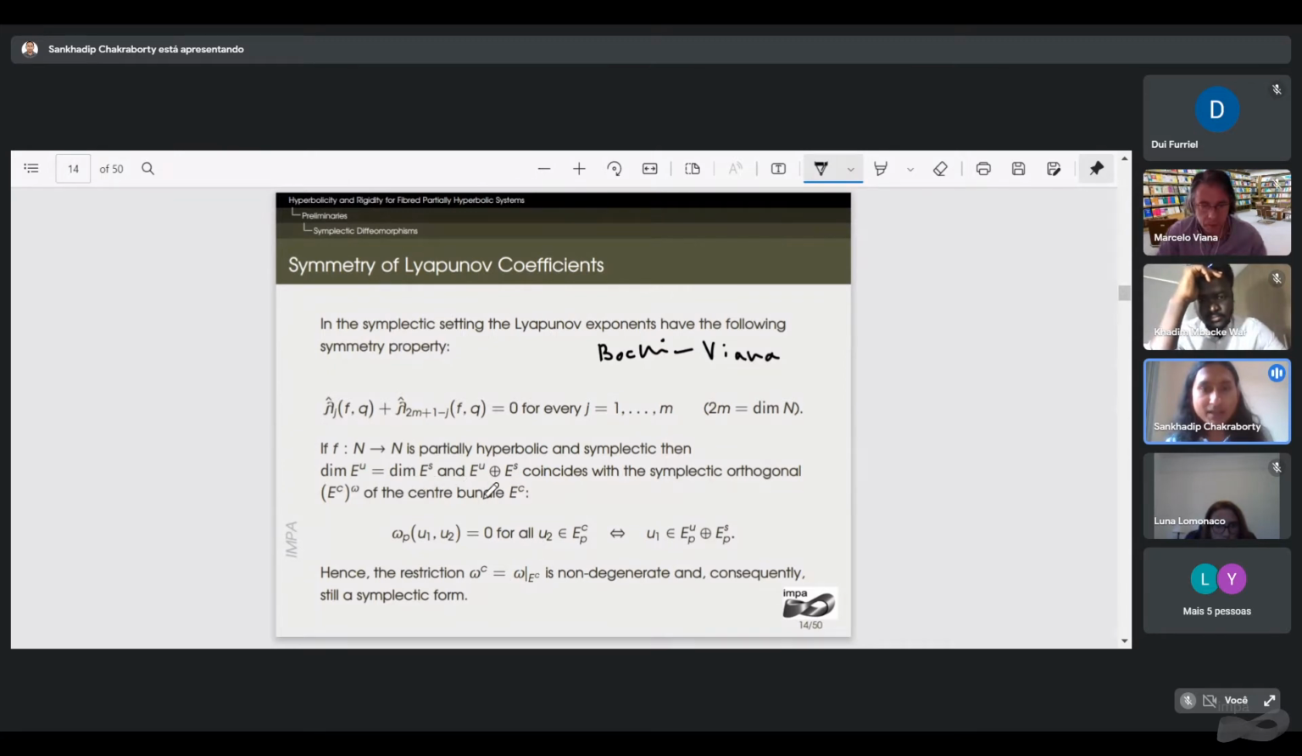So you can restrict the form to the center leaves. Okay. So it's possible to restrict the form to the central leaf. So this omega c, which is the restriction of omega to the center direction, is non-degenerate, and clearly the closed property is preserved, so it's a symplectic form. And also E^U plus E^S is the symplectic orthogonal of the center bundle.